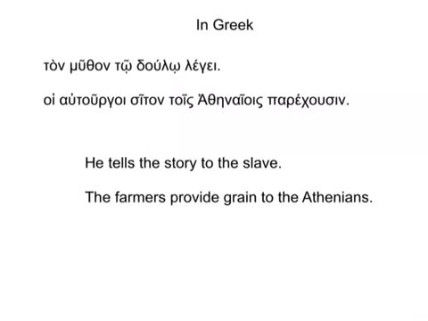Here are a couple sentences in Greek to show you how Greek uses the dative. So our first sentence is ton muthon to doulo lege, which means he tells or she tells the story to the slave. Our second sentence is hoi auturgoi siton tois Athenaios par akusin, which means the farmers provide grain to the Athenians. In both cases, we translated our datives, to doulo in the first sentence and tois Athenaios in the second sentence, with the word to in English.